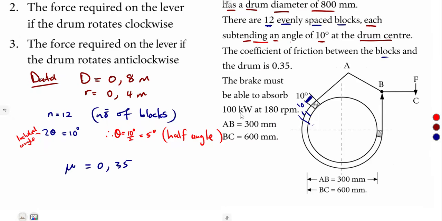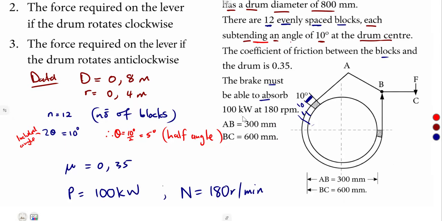By 2. Okay. So the brake must be able to absorb, remember the power, like I said before, power that is absorbed by what? The brake. So the brake absorbs 100 kilowatts of power at a speed of what? At a speed of 180 revs per minute.